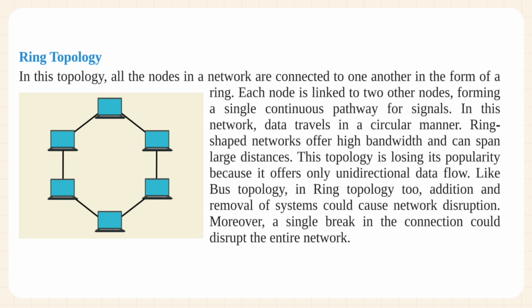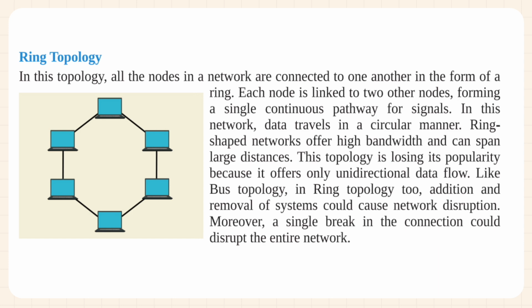This topology is losing its popularity because it offers only unidirectional data flow. Like bus topology, in ring topology too, addition and removal of systems could cause network disruption. Moreover, a single break in the connection could disrupt the entire network.